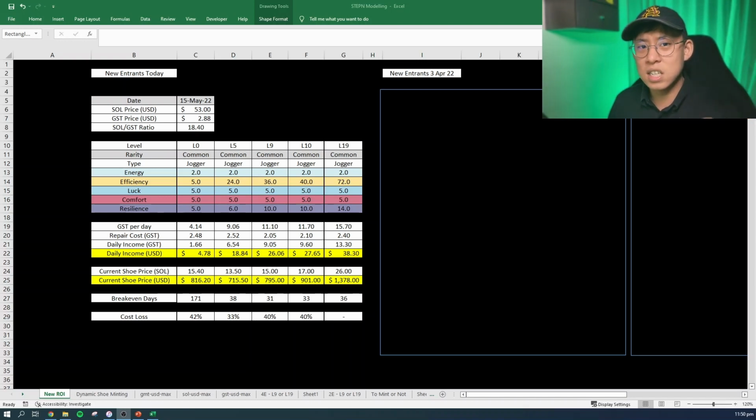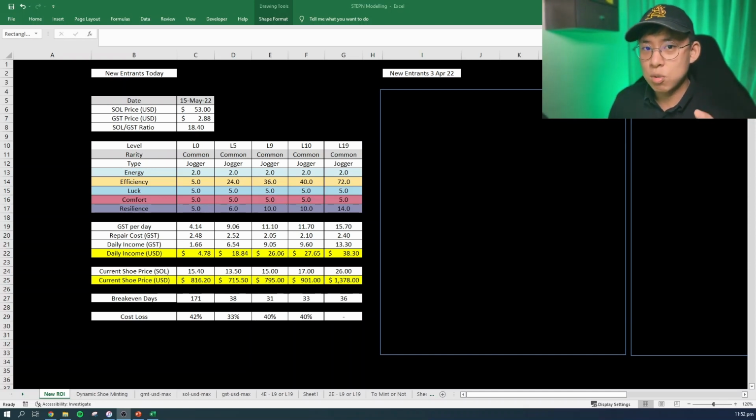And so as you can see here, a shoe at level 9 gives you the shortest days to break even at 31 days. That is just right over a month. I do think that with ROI periods of right over a month, it is still quite reasonable for us to get into STEPN, because you can actually break even and be risk-free of your NFT shoe investment in right over a month. I think that is actually still doable.